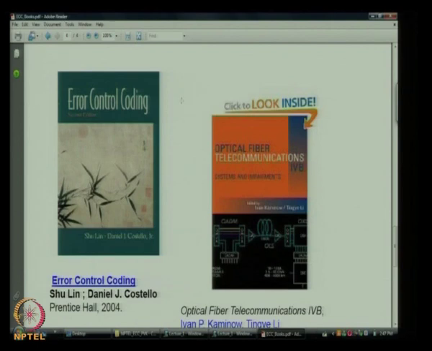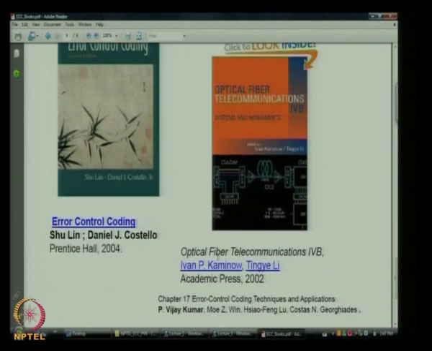So, basically what they have done is they have taken their textbook and upgraded it to include the modern coding theory viewpoint. Okay. For many people, if you had to use a single textbook, you might actually think of considering this book. To the right is a book on optical fiber telecommunications, as you can see here.